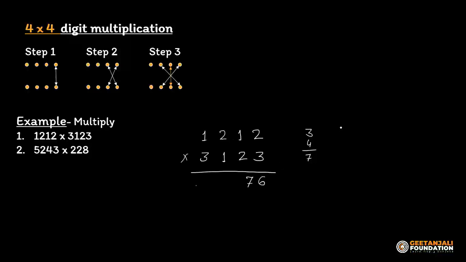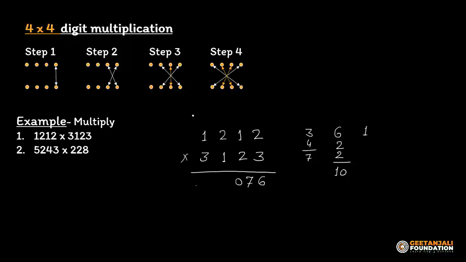So 3 2s are 6, 2 1s are 2 and 2 1s are 2. So 6 plus 4 is 10. So you will write 0 here and this one is your carry for the next step. Now next step will be you move towards left, consider the left column as well. So cross multiply these first and last columns, cross multiply middle two columns.